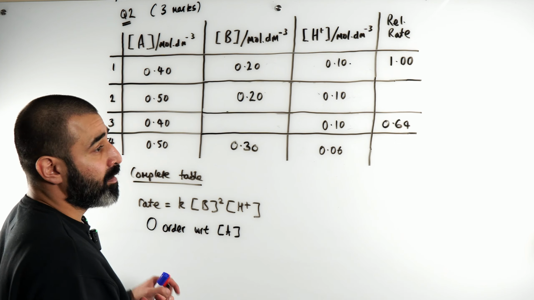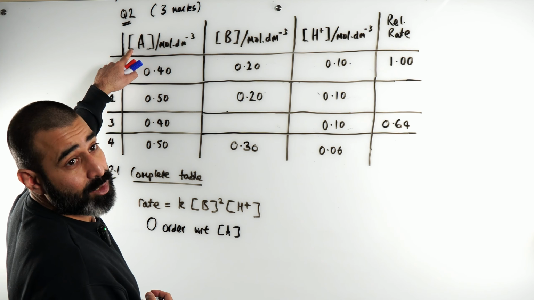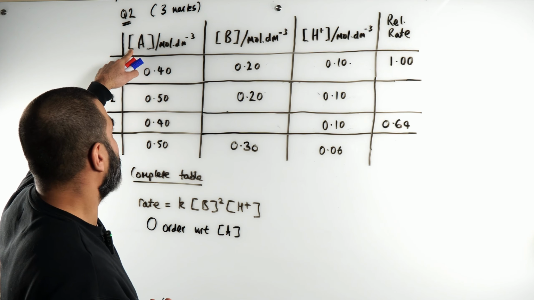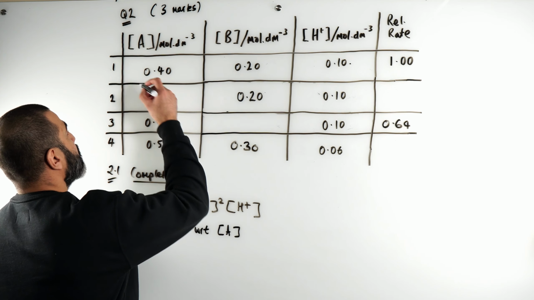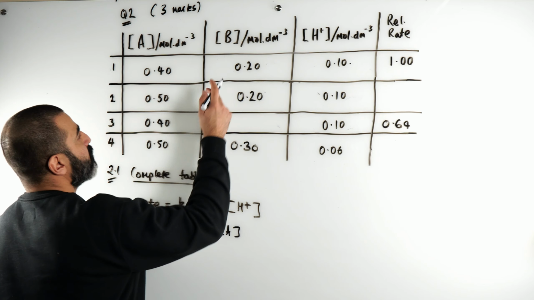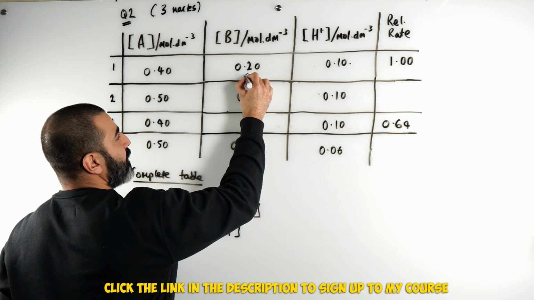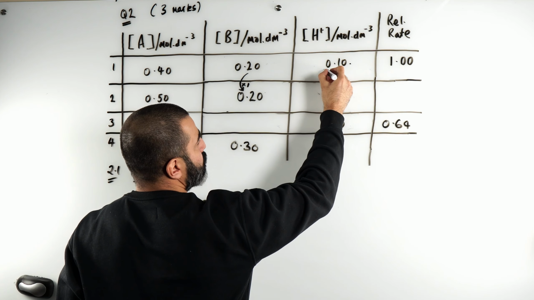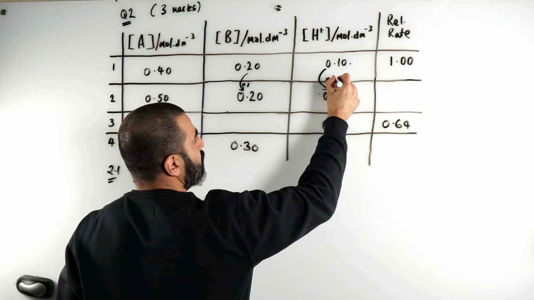So what that means is the fact that the concentration of A is changing, that has 0 effect on the rate, okay? So let's compare runs 1 and 2. So in runs 1 and 2, we can see that the concentration of B is being held constant, the concentration of the hydrogen ions is being held constant.